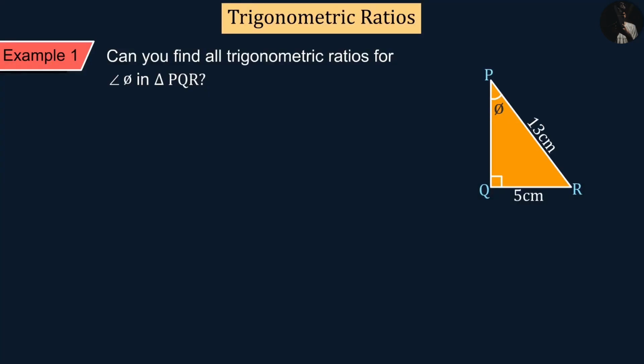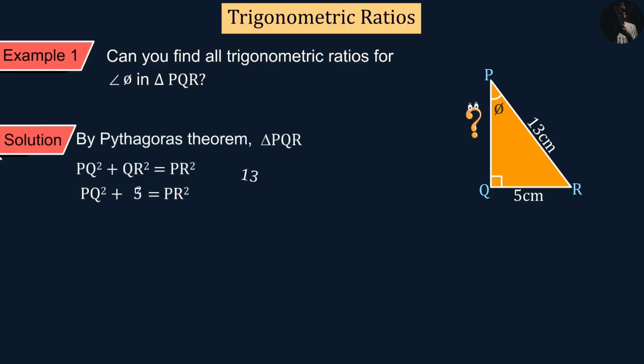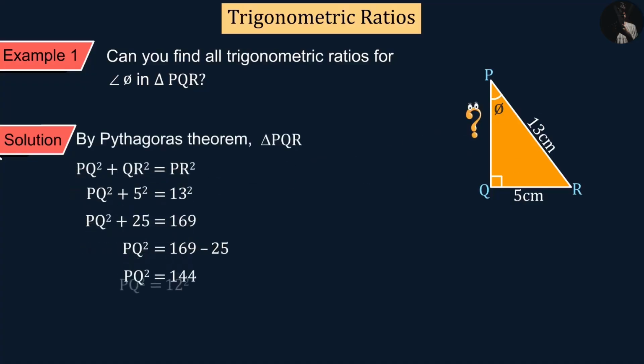We know that to find all trigonometric ratios, we need to know the 3 sides of a triangle. Can you tell the measurement of the third side of this triangle? Perfect! For this, we can use Pythagoras theorem. From this, we get the length of PQ, 12 centimeters.